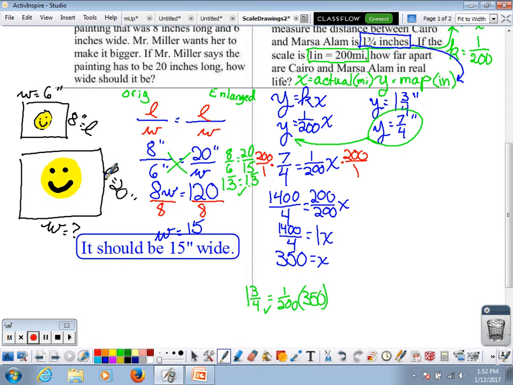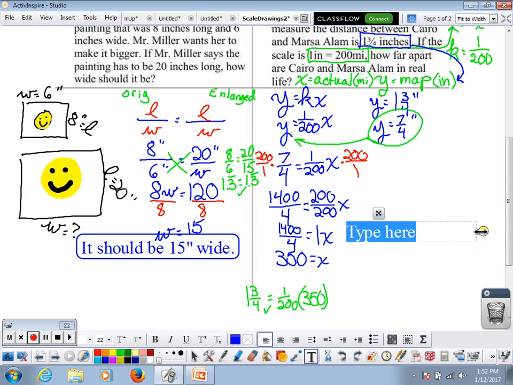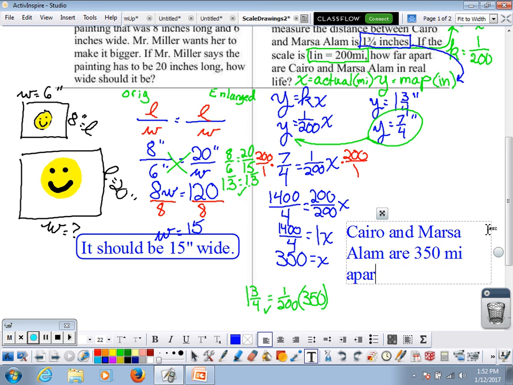We can write our complete sentence. Now remember, Cairo and Marsa Alam are two cities in Egypt. The question says, how far apart are the two cities in real life? Well, someone give me a complete sentence answer, please. Talia? Cairo and Marsa Alam are 350 miles apart.